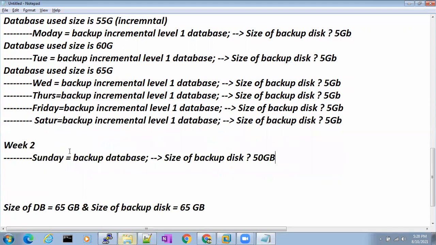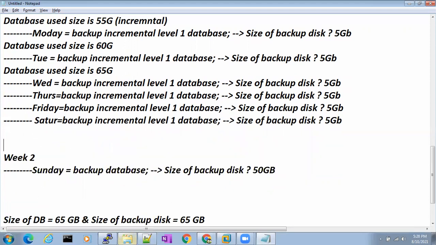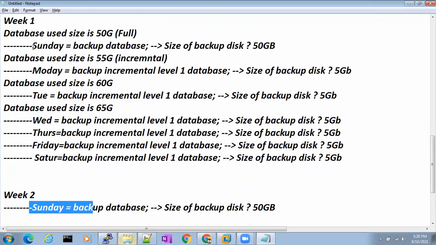Why am I going with full backup? Can anyone have the answer? Why am I going with full backup on a Sunday? Already I have a full backup on a Sunday, but again next Sunday I am going with a full backup. I am not going with incremental. Anyone has the answer? Yes, sir. Recovery window is 7 days. Perfect. Because my recovery window is for 7 days.